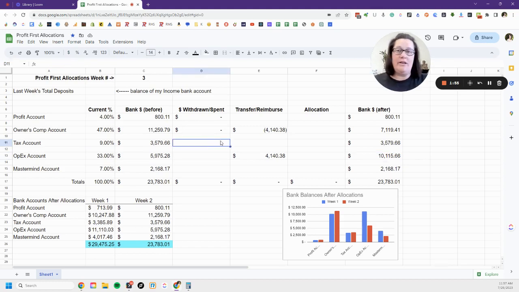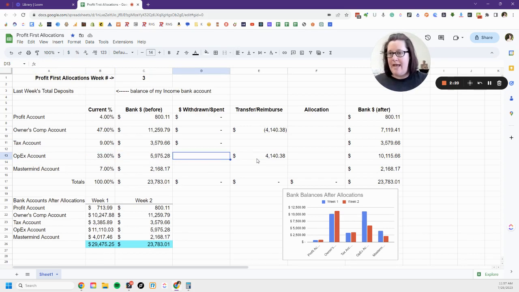In my tax account, I've made no tax payments because I haven't had any taxes due. Now, let me clarify that this is for income taxes. The payroll taxes are being covered by this owner's comp account. For me, I have one employee right now, and payroll taxes would come out of the OPEX account because that's an operating expense for staff.